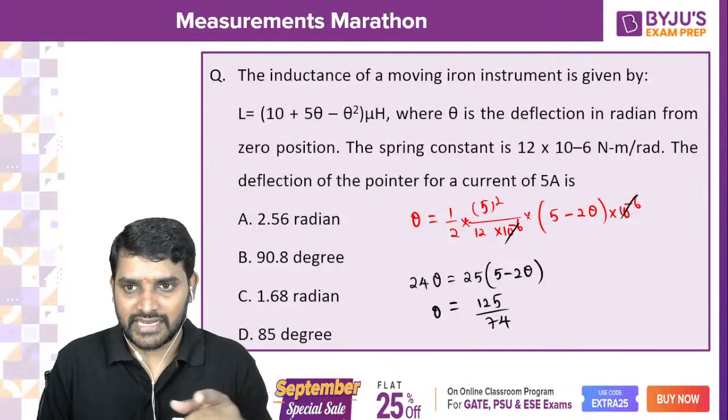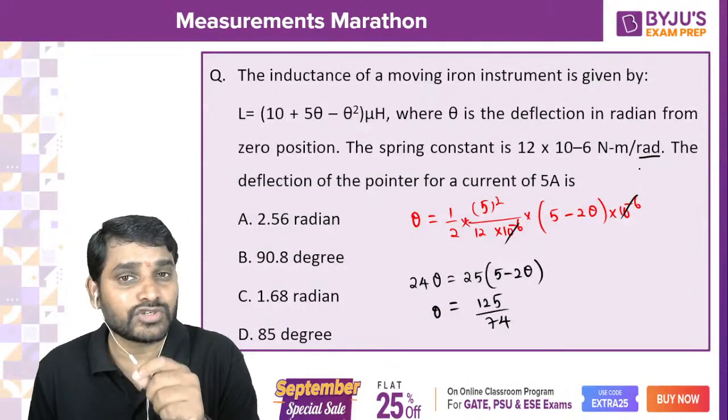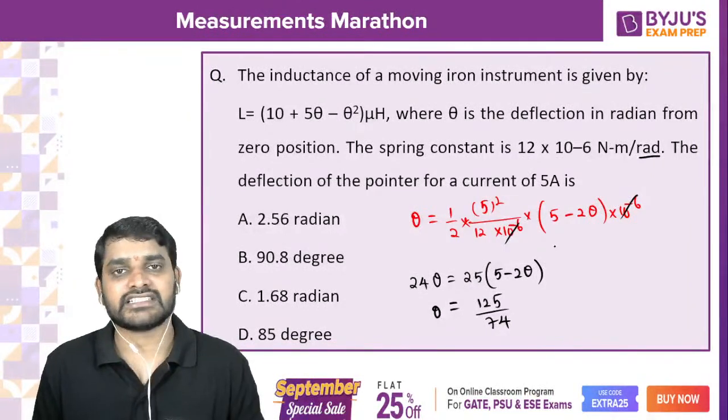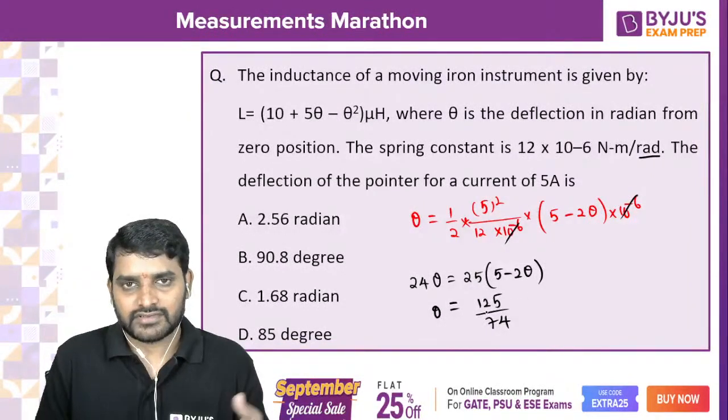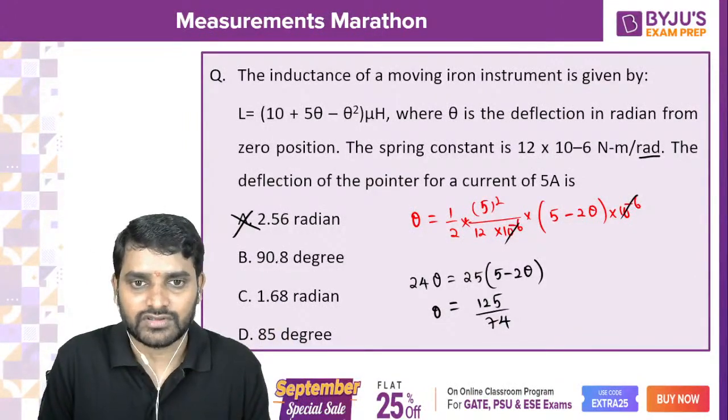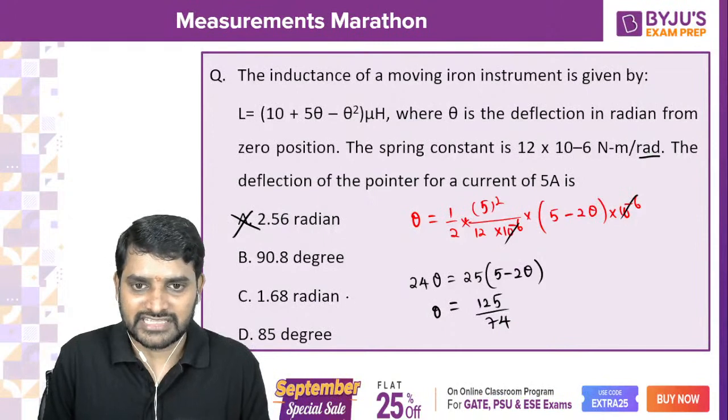So you select, and of course he has given the units as Newton meter per radian. Alright, so obviously you'll get theta in radians. The answer should be less than 2 radians. So this is not going to be the answer. So obviously this might be the answer.